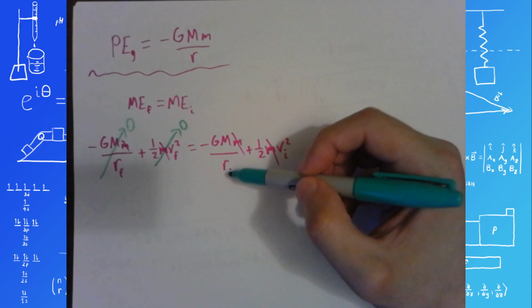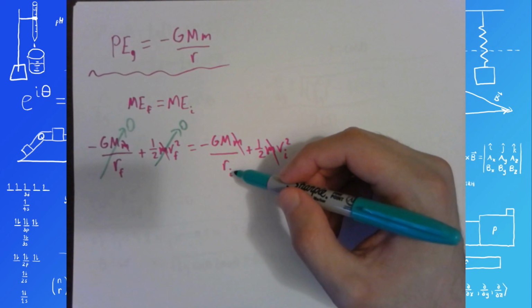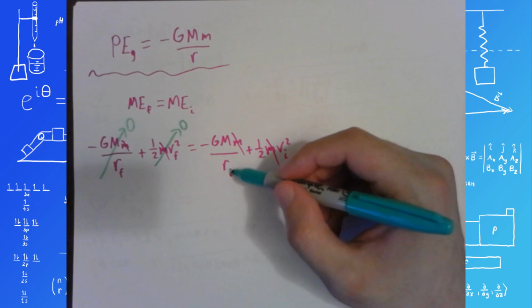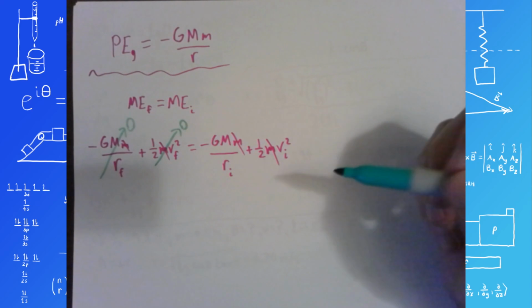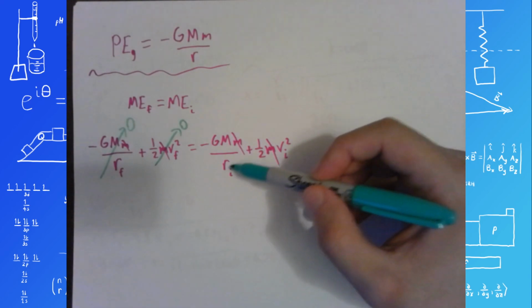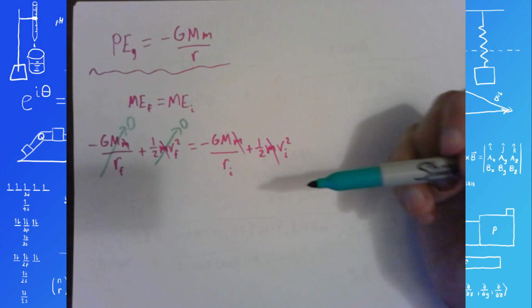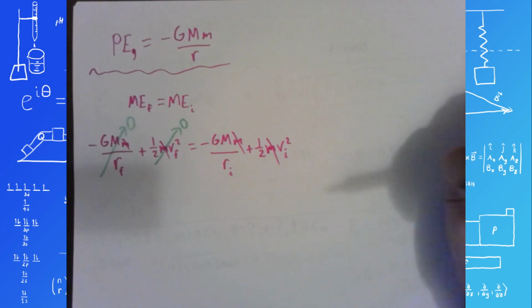And we can add GM over r initial after we recognize that r initial is just going to be the distance between the object and the center of mass of the planet before it's launched into space. What is that distance? That's the radius of the planet. So r initial equals the radius of the planet, and this v initial is the escape velocity we're trying to calculate. So add GM over the radius of the planet to the left-hand side of the equation and multiply by 2 to get rid of that fraction and take the square root.